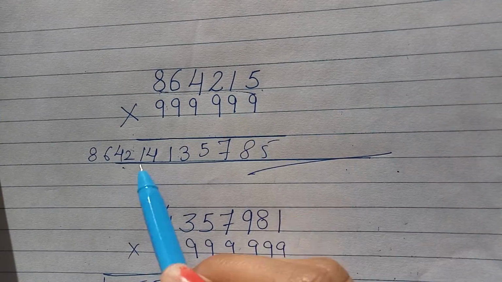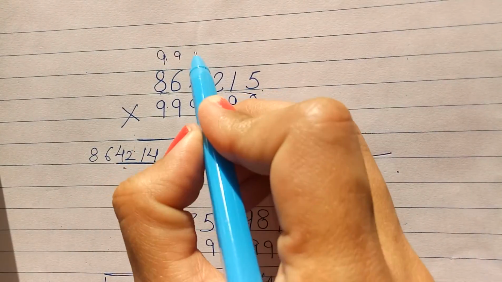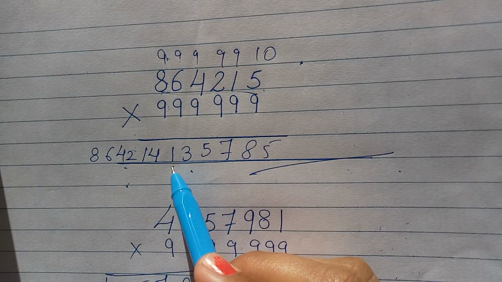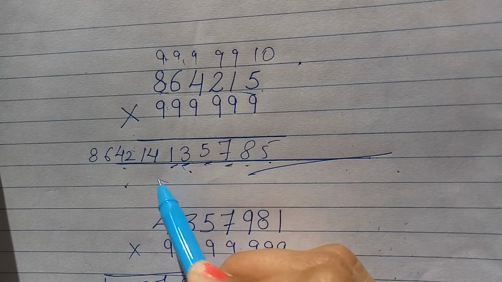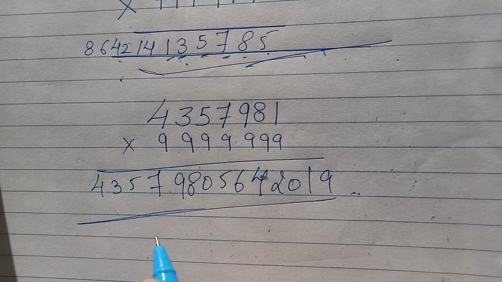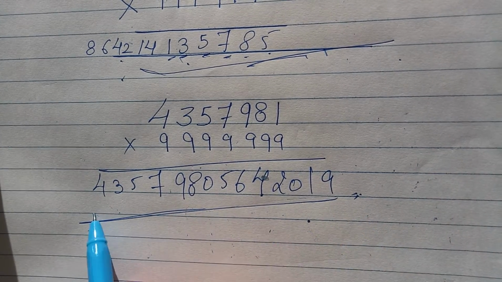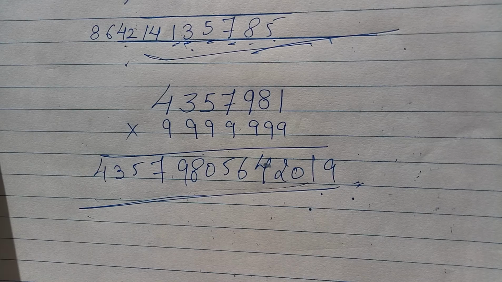864214, the predecessor of this number, and then all from 9 and last from 10. That means 9 minus 8 is 1, 3, 5, 7, 8, 5. In this question, the calculator will show the answer in the form of E. But here you can solve it in your own way.